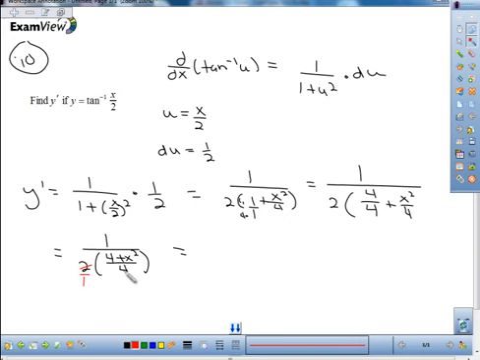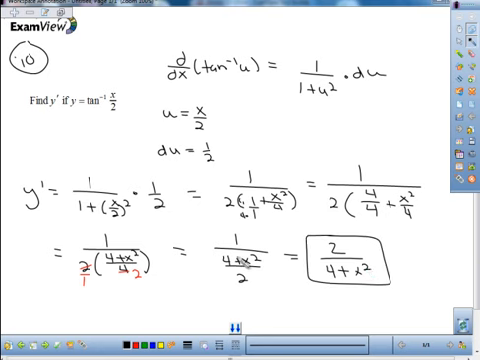So notice that these will cancel. So I'm left with 1 over 4 plus x squared over 2. And I can rewrite that as 2 over 4 plus x squared. This is 1 divided by a fraction, so you just multiply by the denominator. Multiply by the reciprocal.